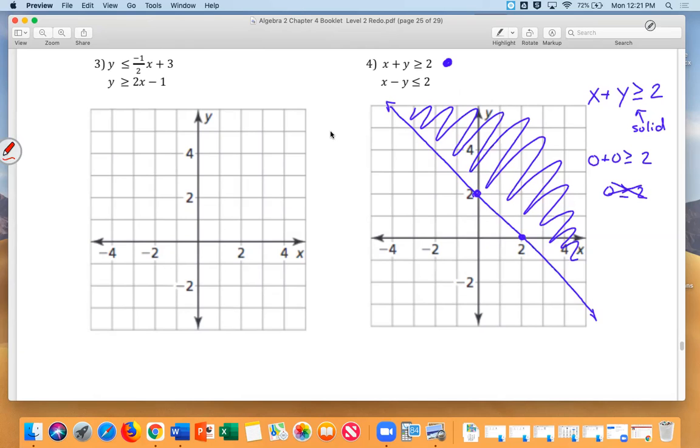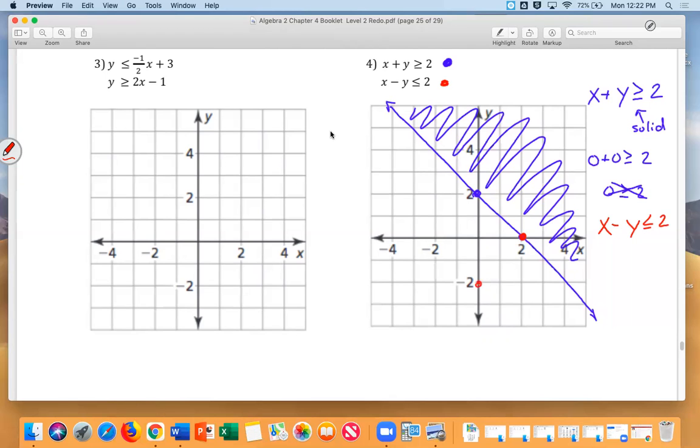Now, this one is going to be red. x minus y is less than or equal to 2. So I'm going to do the same thing. I'm going to do the cover-up method. I'm going to cover up y to get x equals 2. And now I'm going to cover up x, and I get negative y equals 2. So I divide by -1, and I get y equals -2.